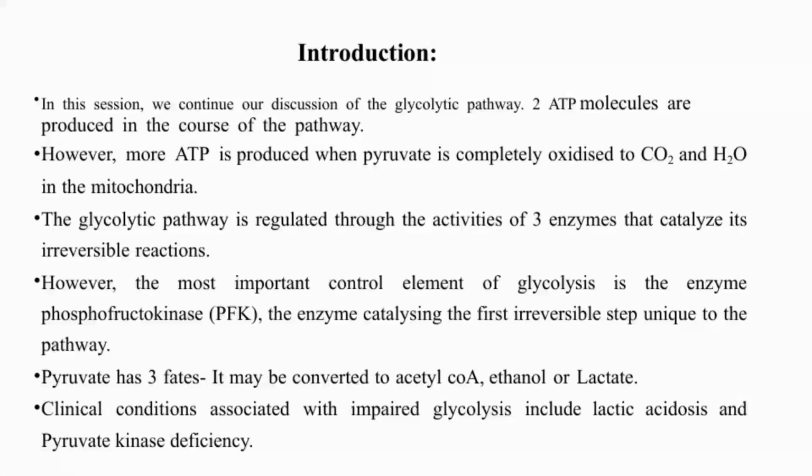The regulation of glycolysis mainly involves 3 key enzymes that catalyze its irreversible reactions. Among these, the most critical control point is the enzyme phosphofructokinase, or PFK, because it catalyzes the first irreversible step that is unique to glycolysis. Now, once pyruvate is formed, it has 3 possible fates. It can be converted into acetyl-CoA, ethanol, or lactate, depending on the cellular conditions. Understanding these pathways is crucial because impaired glycolysis can lead to clinical conditions such as lactic acidosis or pyruvate kinase deficiency, which highlight how vital this process is for normal metabolism and health.